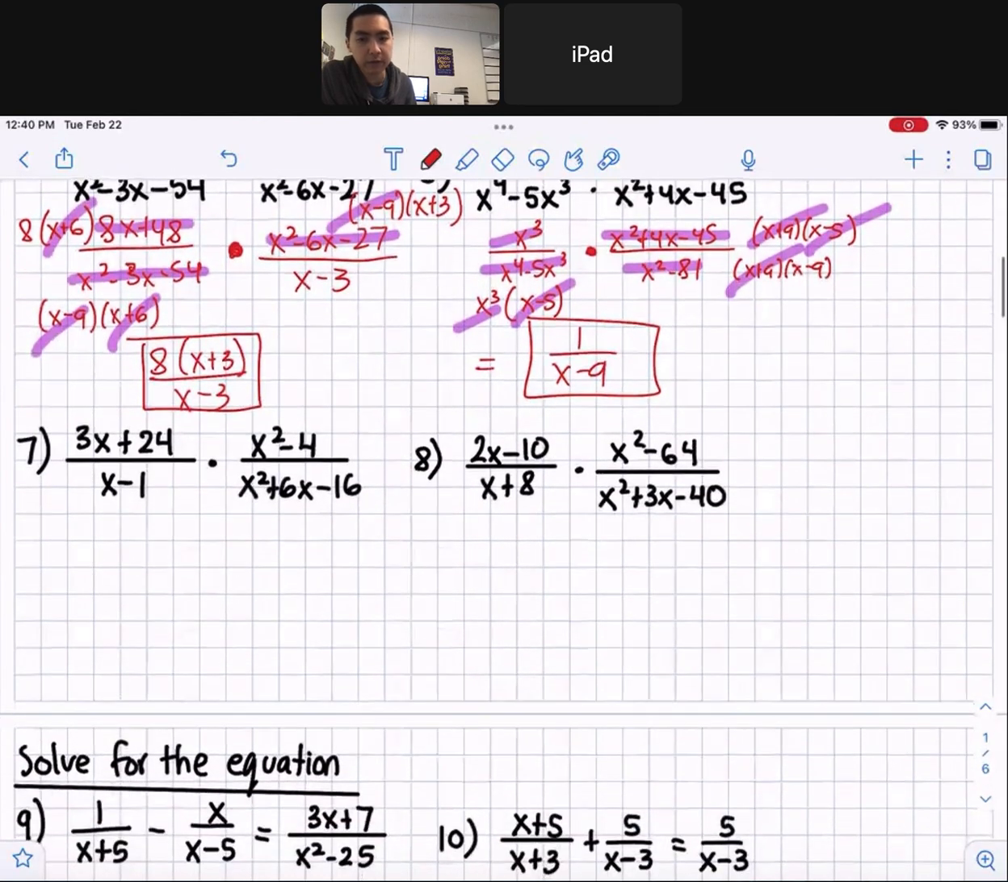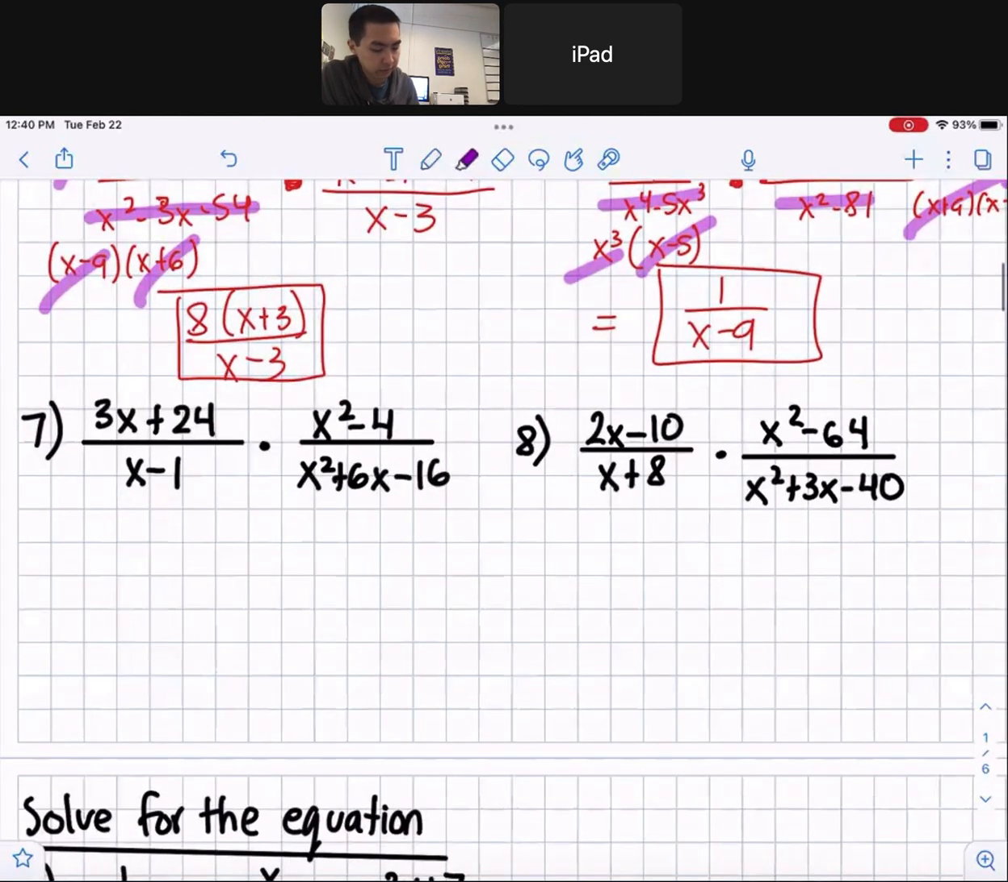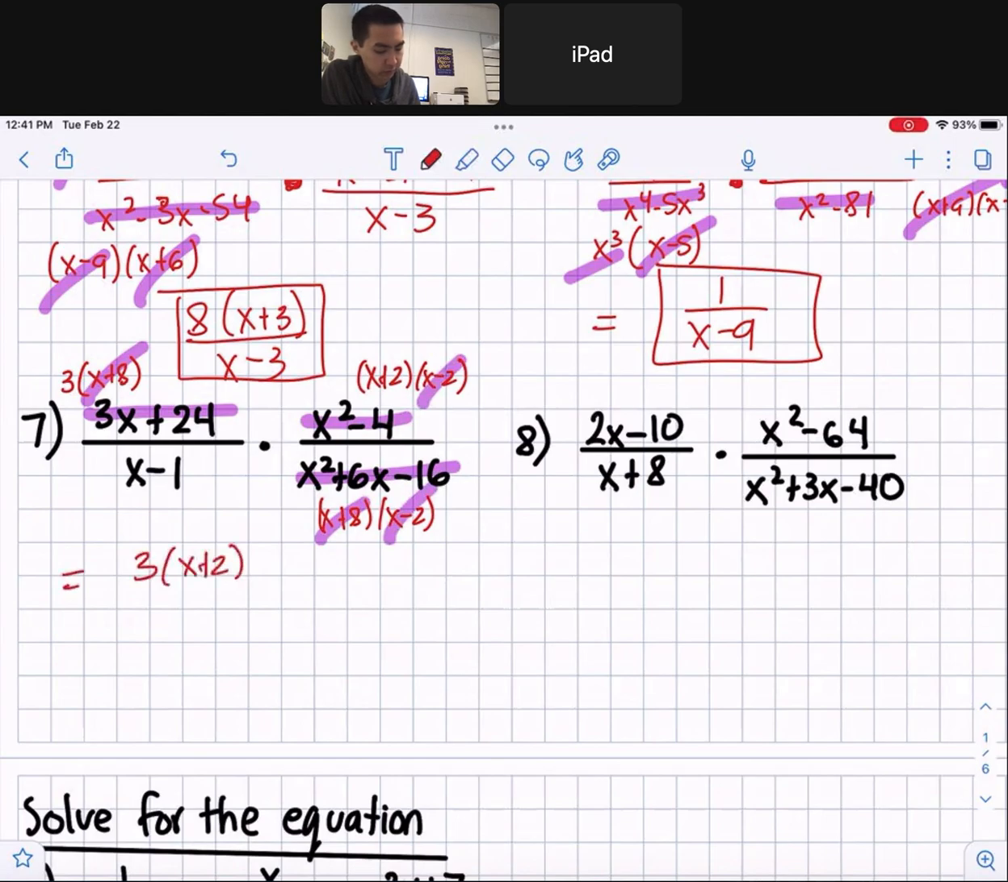Now for number 7. So for number 7, this can factor, and this can factor. So we factor out a 3 to get x plus 8. This is difference of squares, so x plus 2 times x minus 2. And this one right here, you guys, x plus 8 times x minus 2. So the x plus 8's cancel, the x minus 2's cancel, and that's it. 3 times x plus 2 all over x minus 1.